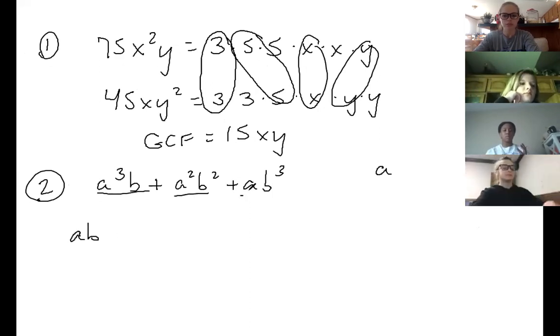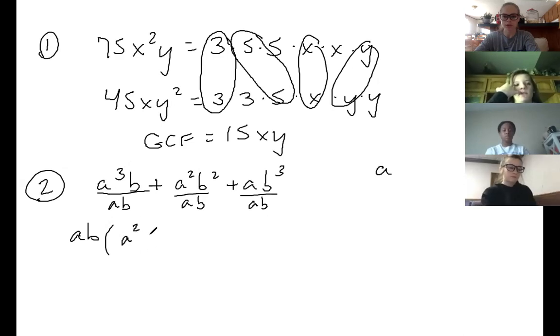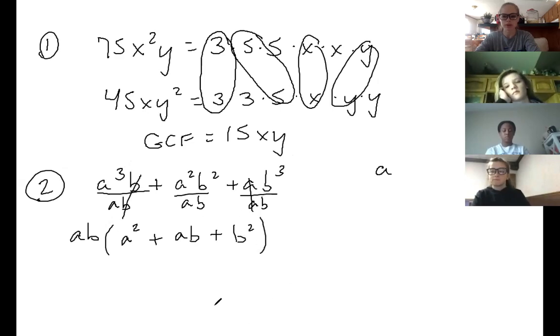So if I can pull out or factor out an A and a B from each term, let's see what I'm going to be left with. So A cubed B over AB, I'm going to be left with A squared, B over B, plus, let's see, A squared over A, that's A, B squared over B, that's B, plus A over A, and then B cubed over B, that's B squared. Now I can factor this trinomial, A squared plus AB plus B squared.